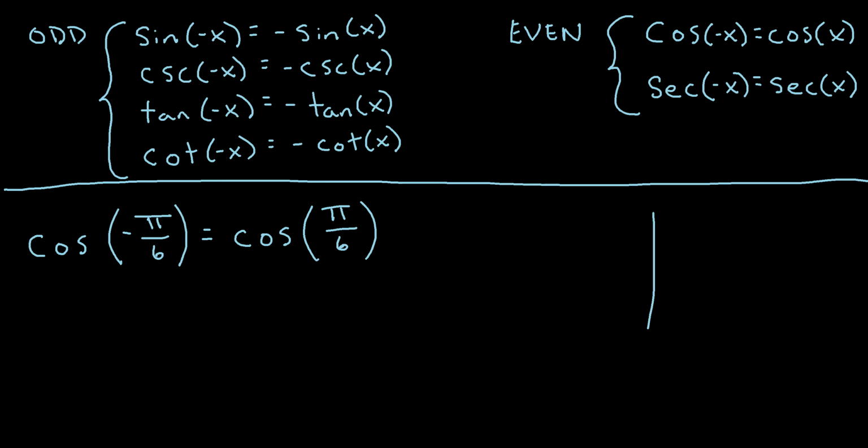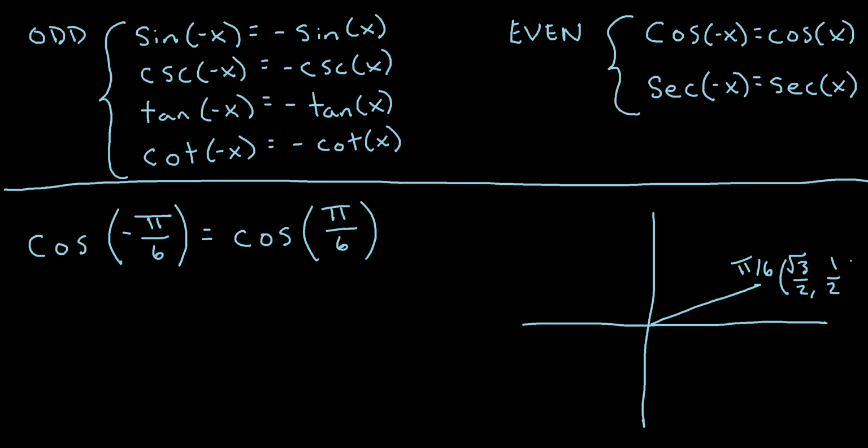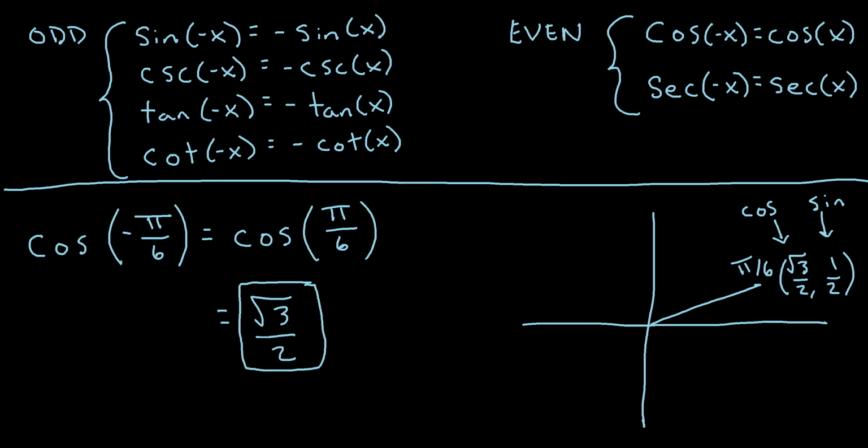So once again, if we think about our unit circle and we draw the angle pi over 6, we know that the point that corresponds to pi over 6 on the unit circle is square root of 3 over 2, 1/2. And the x-coordinate corresponds to the cosine, while the y-coordinate corresponds to sine. So the cosine of pi over 6 is just the square root of 3 over 2. So that's our answer. The cosine of negative pi over 6 is equal to the square root of 3 over 2.